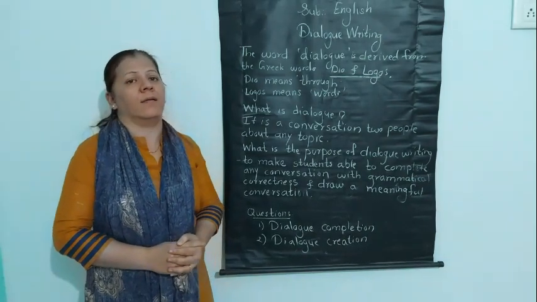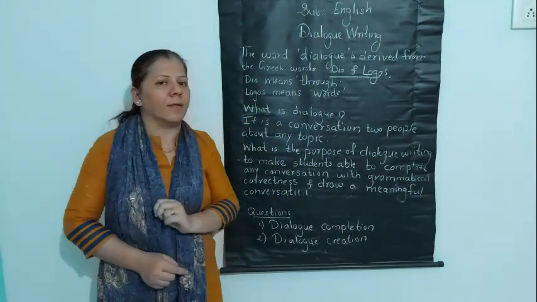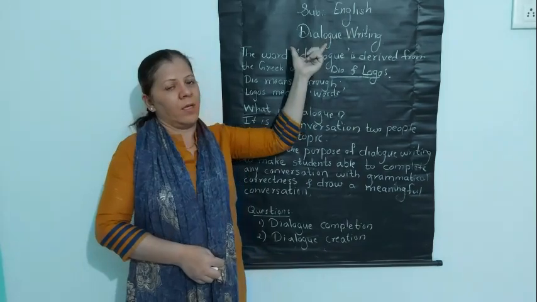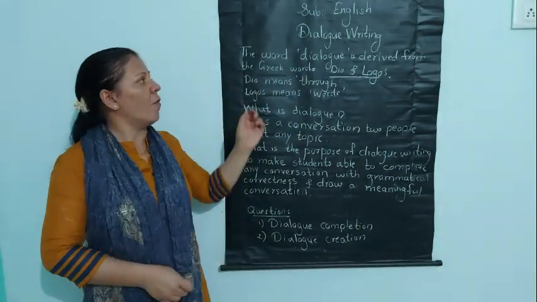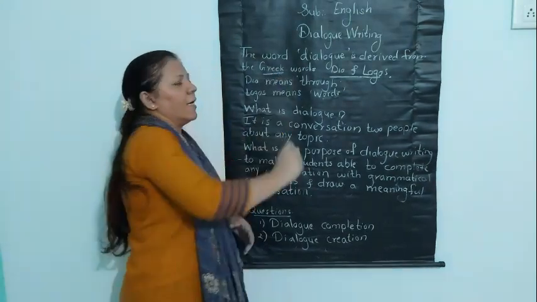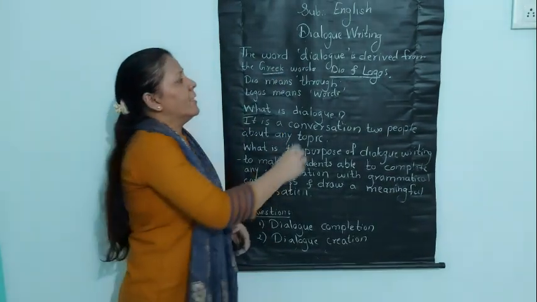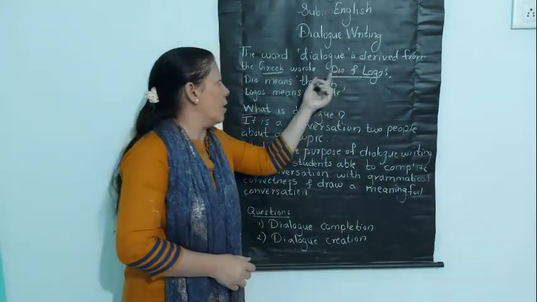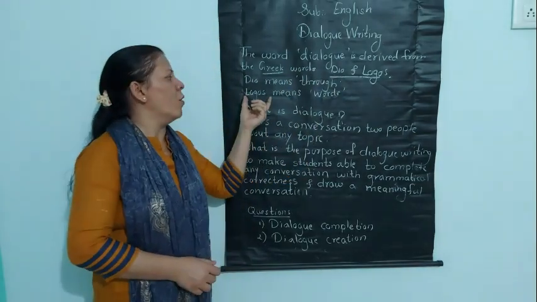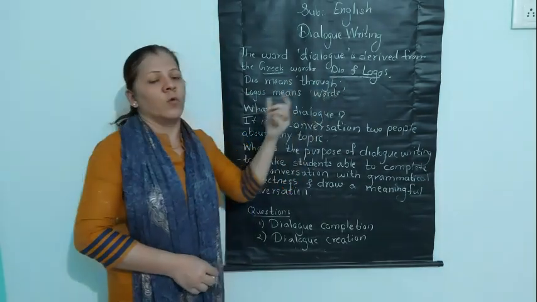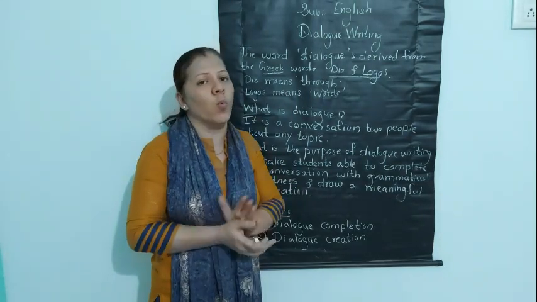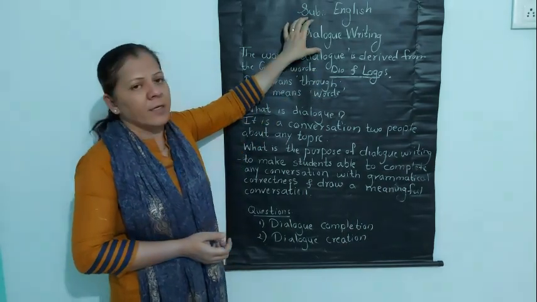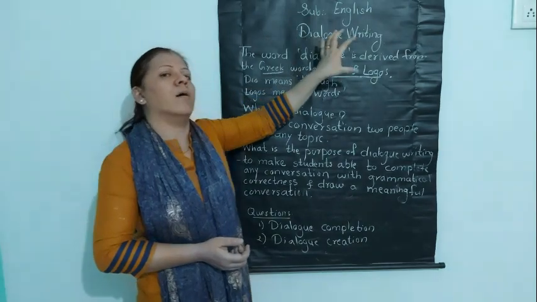Writing skill, that is dialogue writing. Now let us first understand the meaning of the word dialogue. The word dialogue is derived from Greek words, that is dia and logos. Now what is the meaning of dia? Dia means through and logos means words. So, to express something through words. So the word dialogue is derived from the Greek words dia and logos.